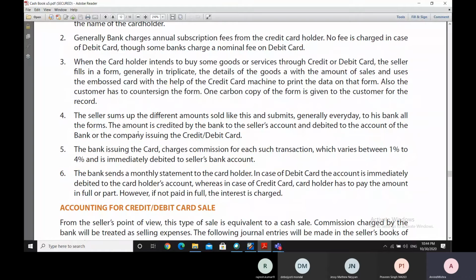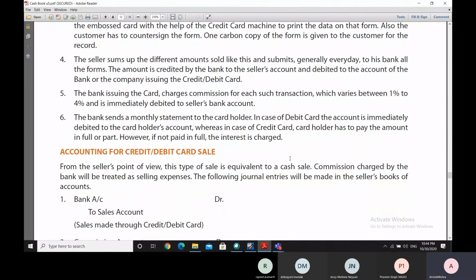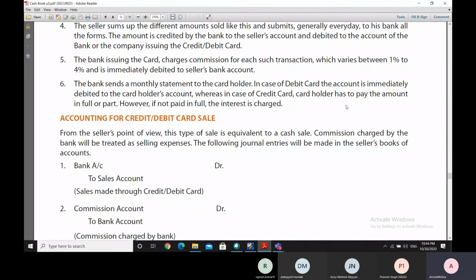The bank who has issued the card charges some commission for each transaction, which can vary from 1% to 4%, and it is charged to the seller of the goods. The bank sends a monthly statement to the card holder. In case of a debit card, the amount is immediately debited to the card holder's account, whereas in the case of a credit card, the card holder has to pay the amount in full or in part by a certain date.